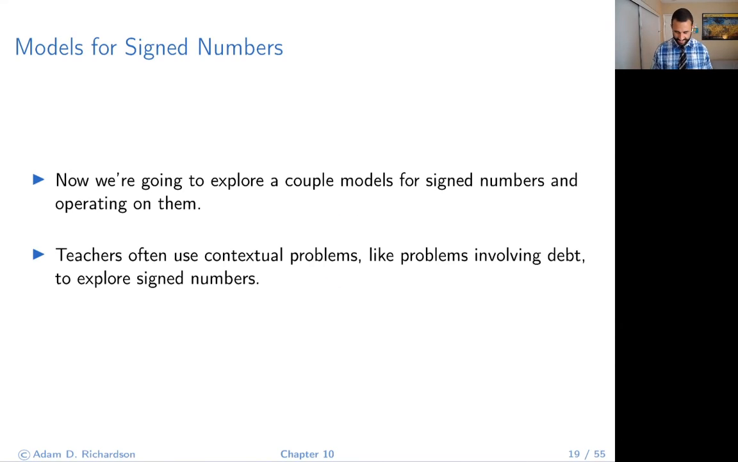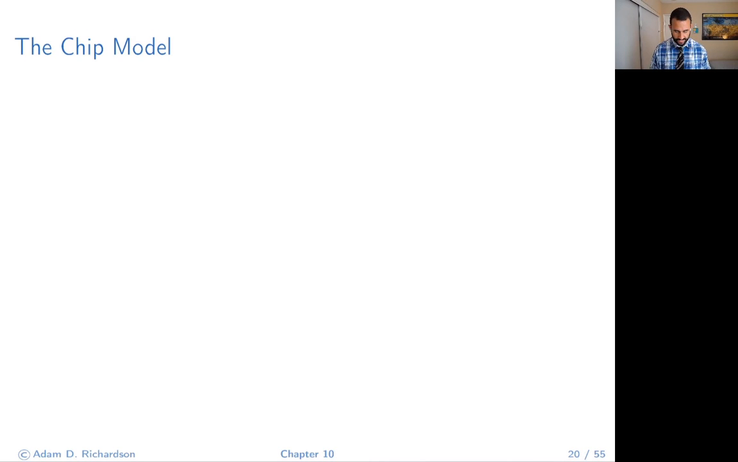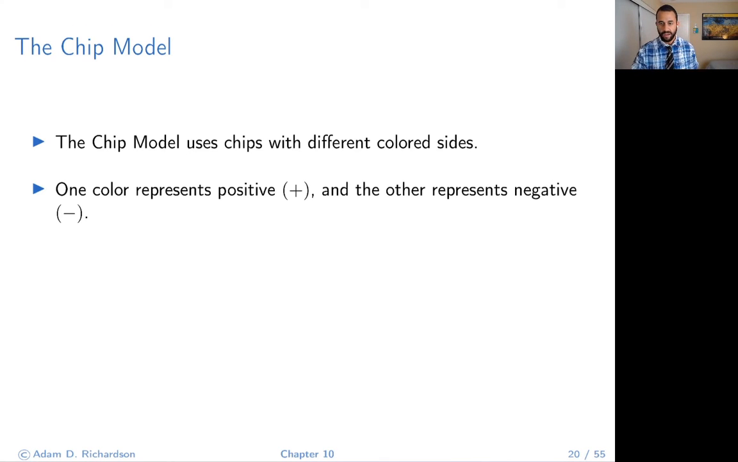All right. Let's move on here. So now we're going to explore a couple of models. We've seen the number line model, but we're going to explore it in a little more detail. And then we're going to explore something called the chip model, which is really, really handy. And we'll take a look at a toy theater emulator for that model as well. So let's start with the chip model. The chip model really just uses chips with different colored sides.